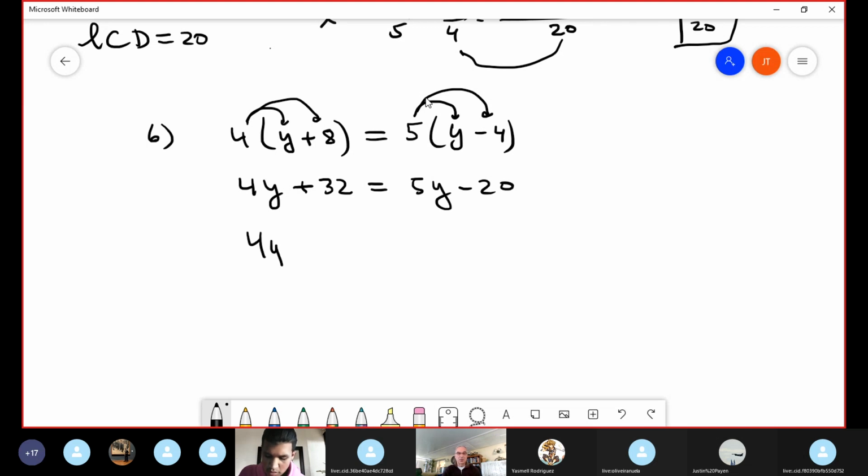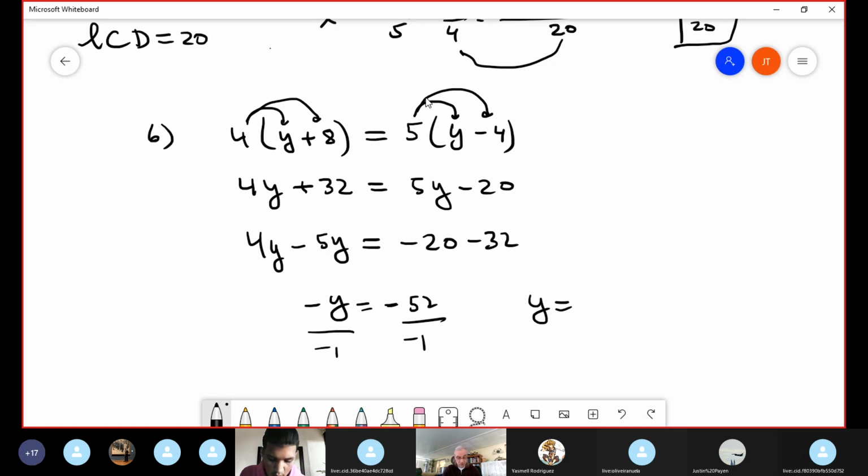Remember my recommendation, put the variable on the left-hand side. Minus 5y is equal to minus 20 minus 32. 32 moves to the right, change the sign. So this is negative 1y because 4 is positive, 5 is negative, subtraction, 5 minus 4 is 1, but you put the sign of the bigger number, right? Negative 1 is invisible, only state the sign, is equal now to negative 52. Finally, divide by negative 1 on both sides, y is equal to positive 52.